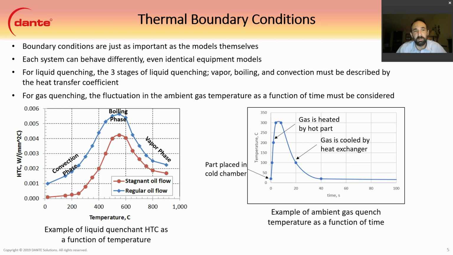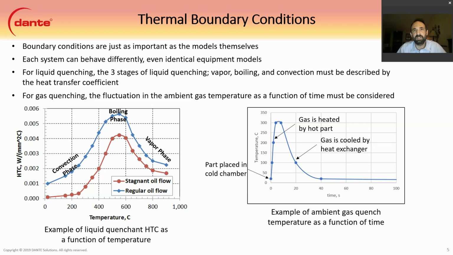And you can see that we peak out at about 550, 575 C is where the nucleate boiling is at its maximum. You can see the vapor phase and the convection phase on either side. For gas quenching, it's a little bit different. We assume that the HTC remains constant, which is a pretty good assumption from experiments that we've conducted.